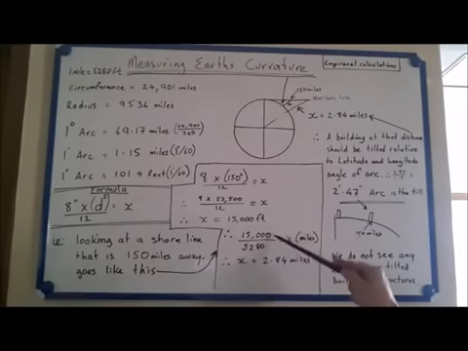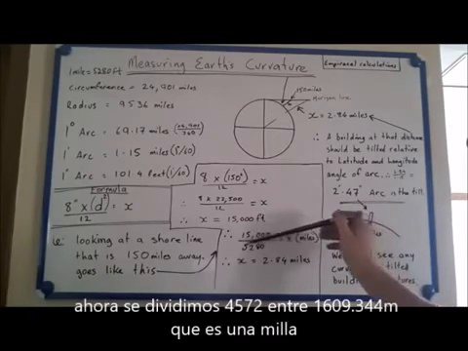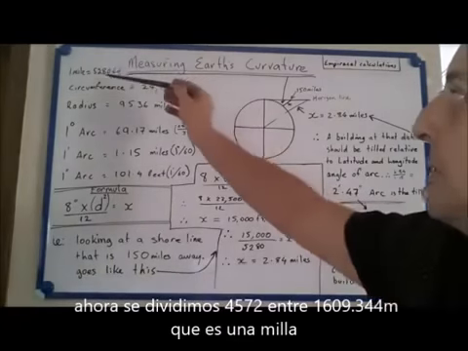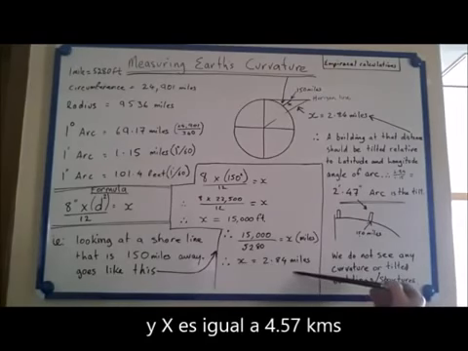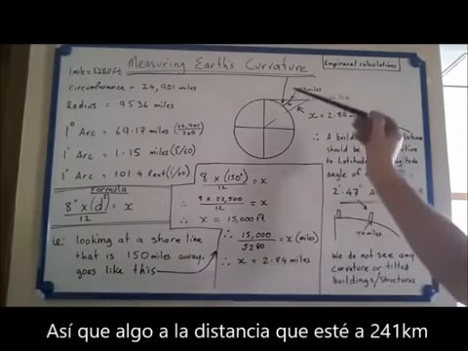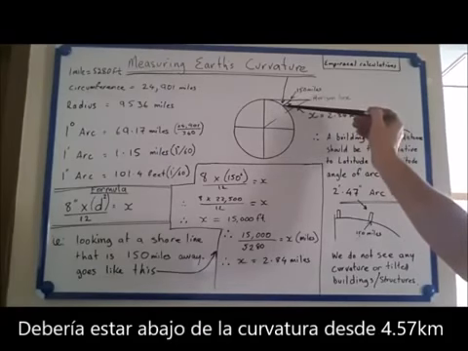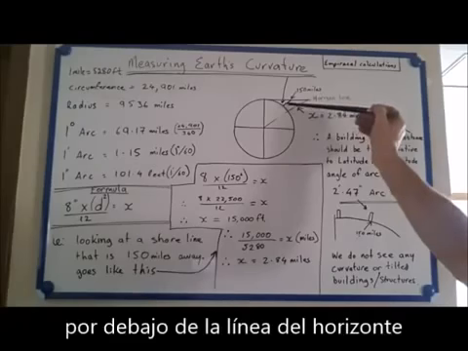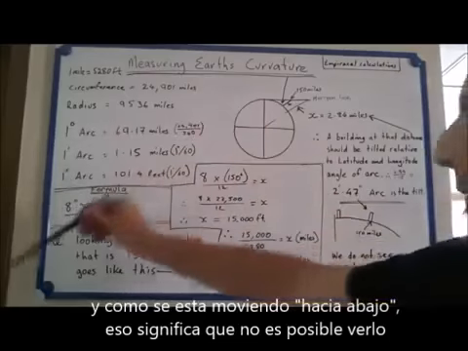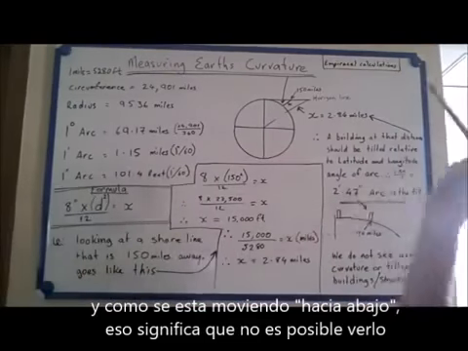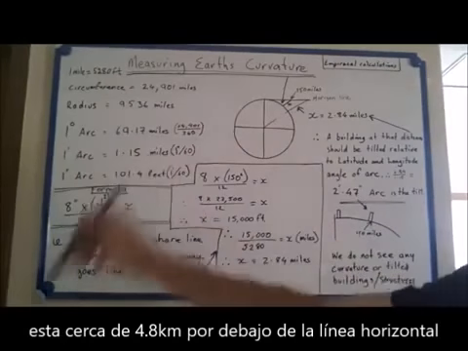To turn that into miles, so it's easy to imagine the distance, of course we divide it by 5,280 feet, which is a mile, and x equals 2.84 miles. So something at a distance of 150 miles away should be down the curvature of 2.84 miles below the horizon line. Of course, it's moving down like that, so it'll be right down there. That means you can't see it. It's nearly 3 miles below the curvature.